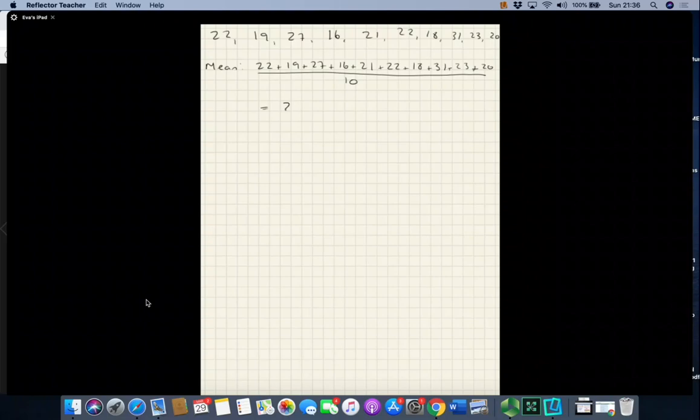So I got 219 divided by 10, so 21.9 is what I'm getting from my mean. My mode, is there a value that occurs most often? Then my median, put the numbers into numerical order.